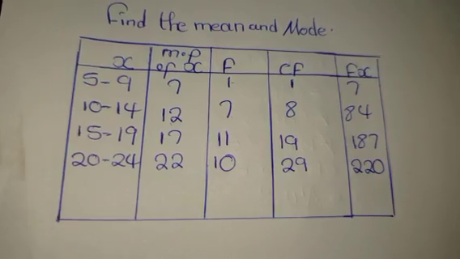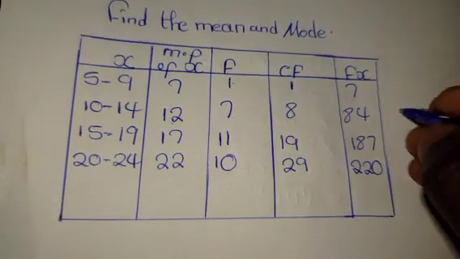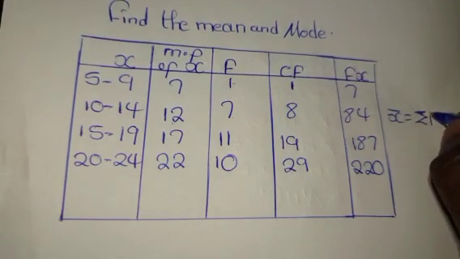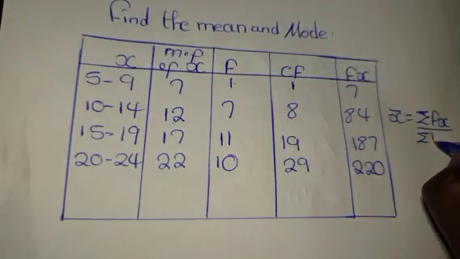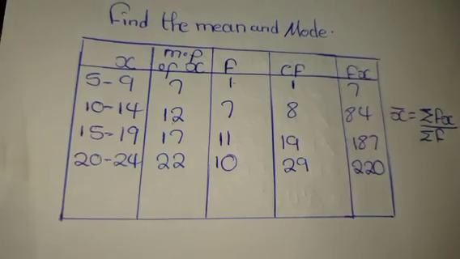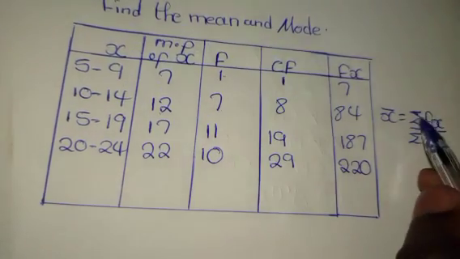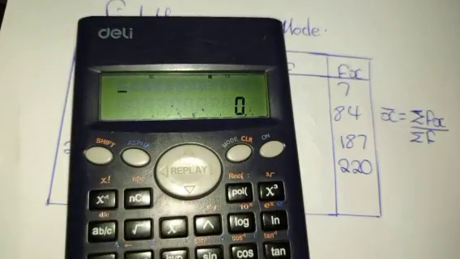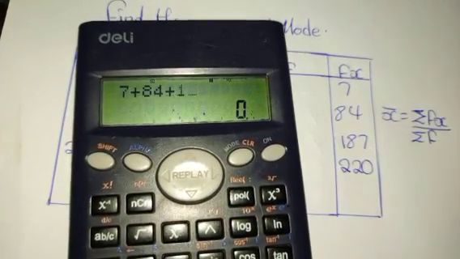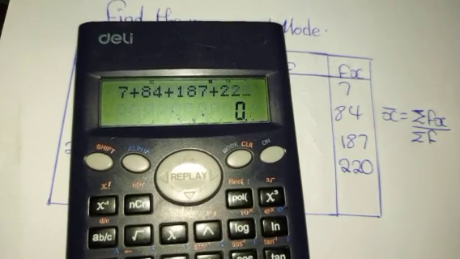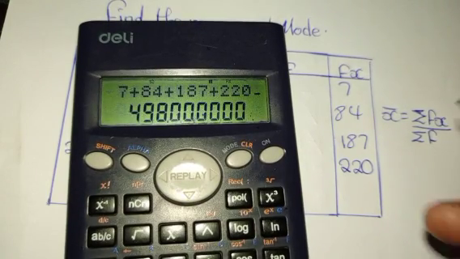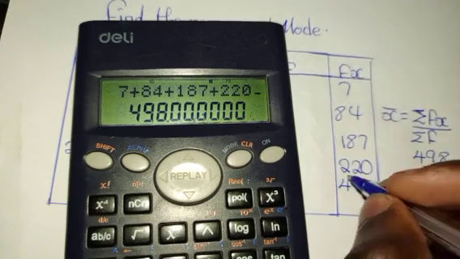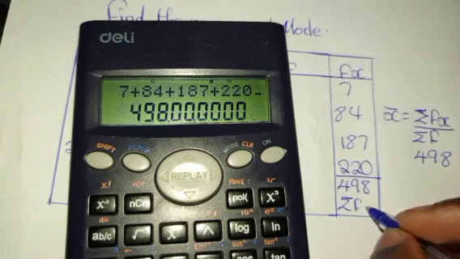For you to be able to calculate the mean, we know the mean value is given by the summation of f of x over the summation of f. The summation of f of x is when you add everything here. So let us add together: 7 plus 84 plus 187 plus 220, and we get 498. So we have 498 to be the summation of f of x.